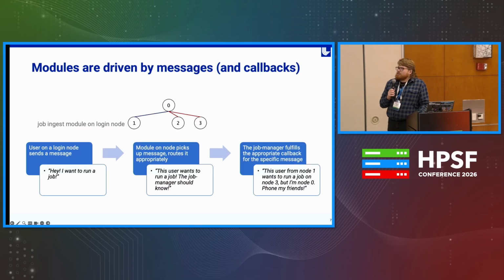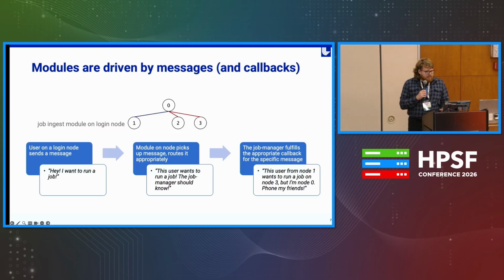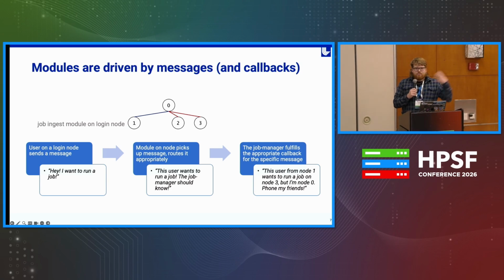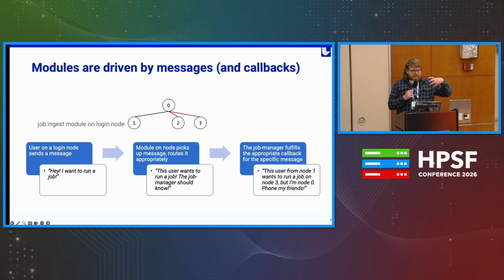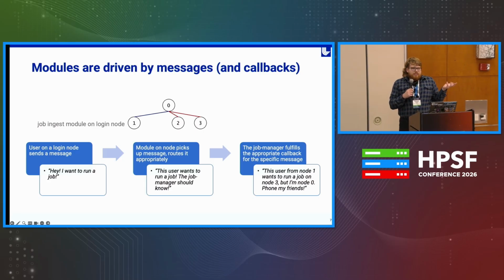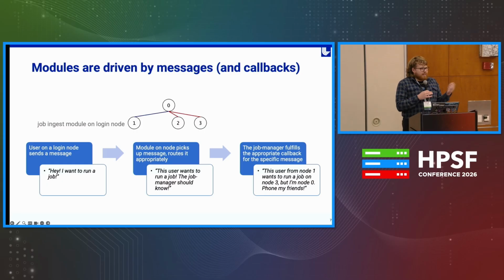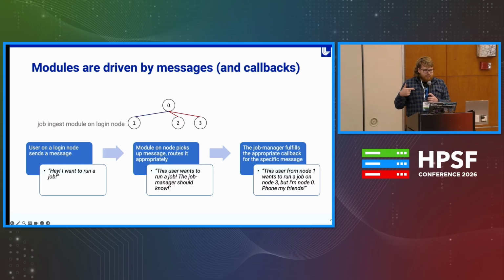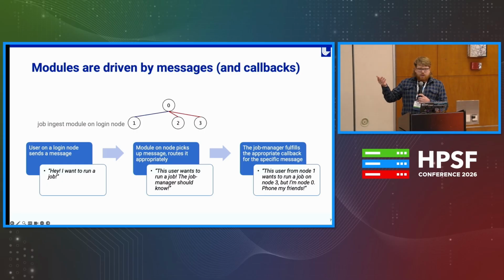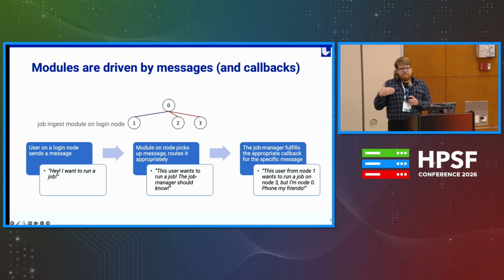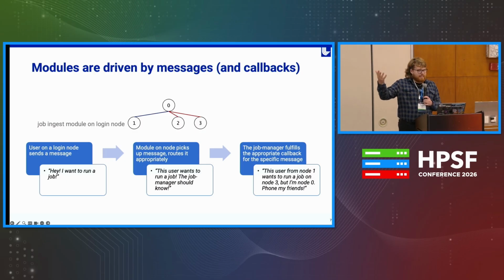So how are modules driven by messages and callbacks? A real-life example: I'm a user on a login node and I want to run a job. So I flux run, and I use all the commands that Ryan just talked about. What this is really doing is sending a message. The job ingest module on the login node sees that this Python command we have has constructed a message and wants to send it.